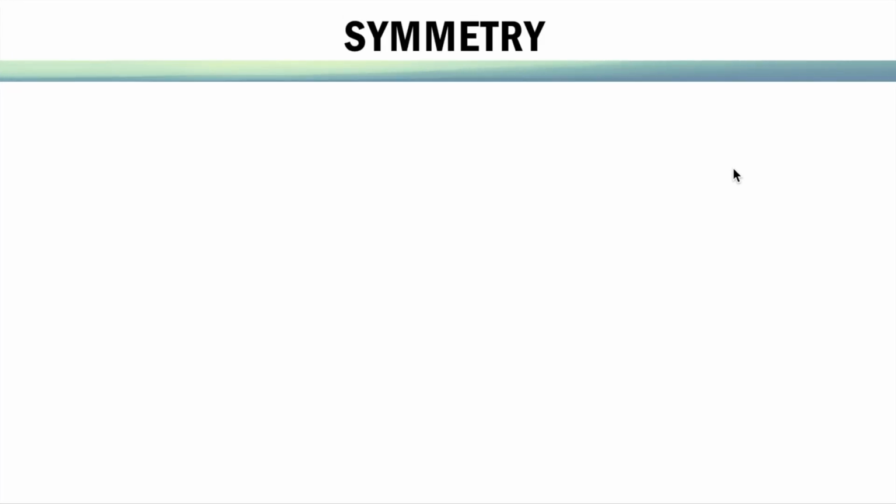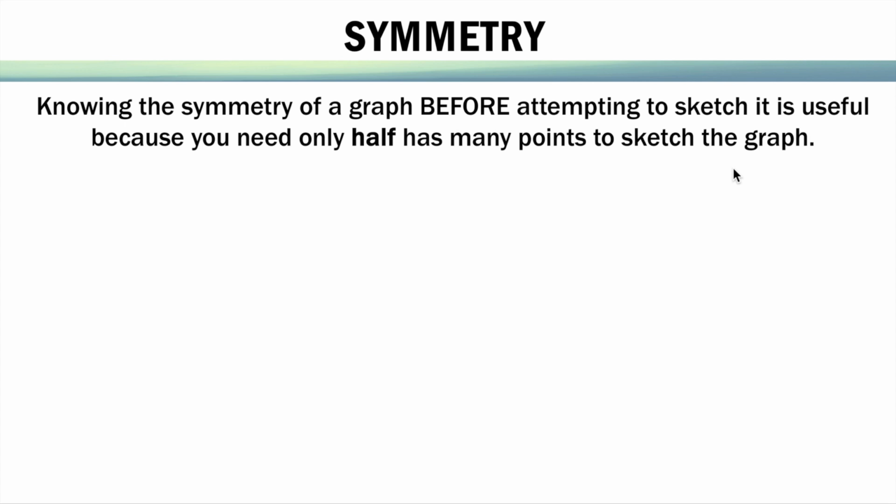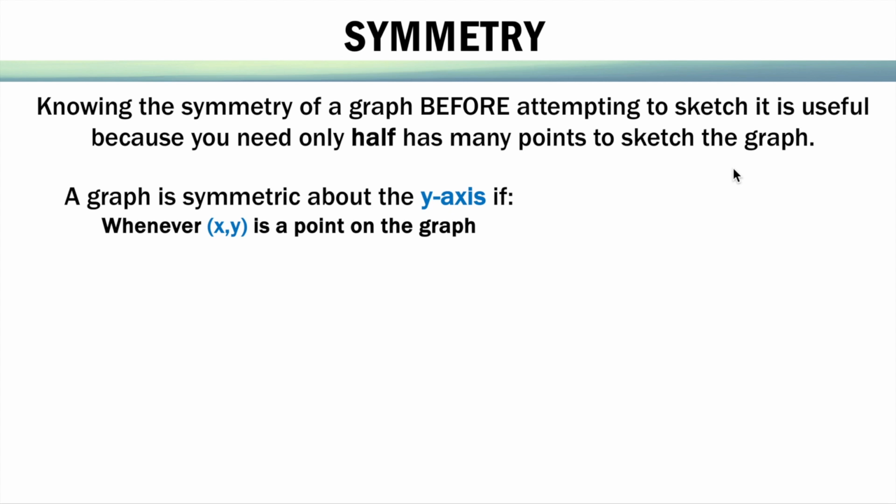Now let's talk about symmetry a little bit, because knowing the symmetry of a graph before you attempt to sketch it, or just even having it in your mind, is really helpful because you only need half as many points in order to sketch the graph. So a graph would be symmetric about the y-axis if whenever (x, y) is a point on the graph, (-x, y) is also a point on the graph.